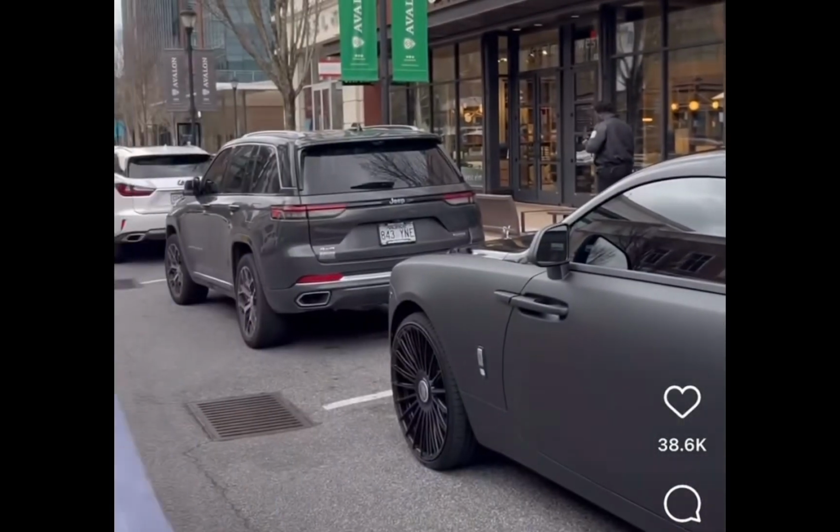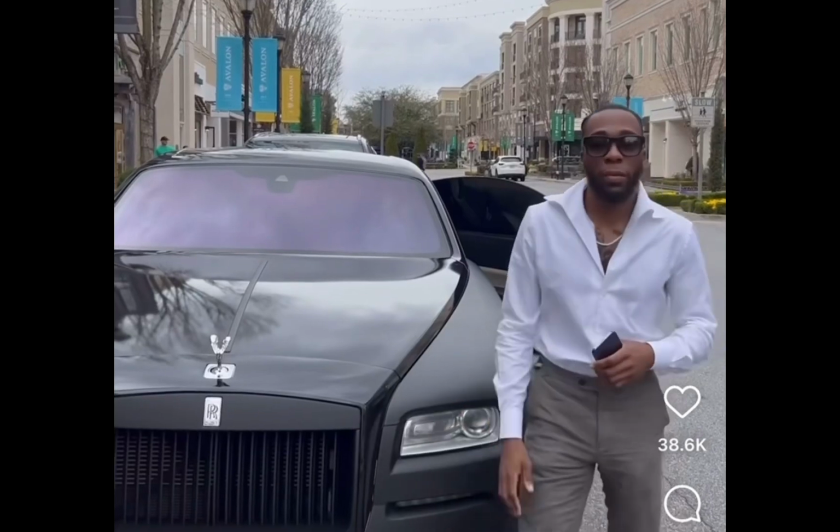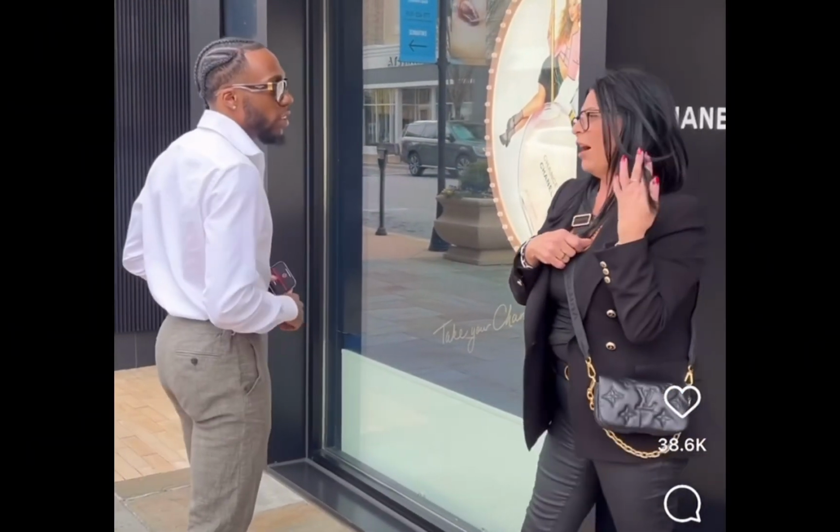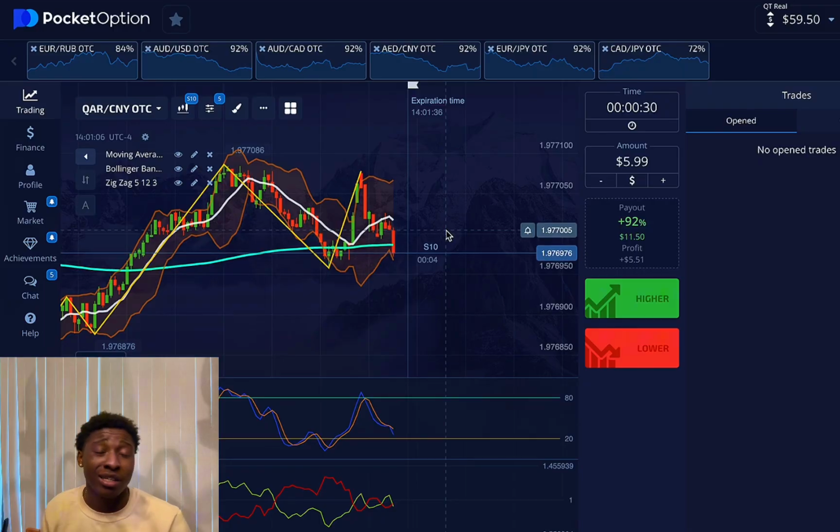I drive a Rolls Royce. Of course I have a $3,000 car note. Of course everybody asks me am I a rapper. Hey, is that your Rolls Royce? Yes, ma'am. Are you like a rapper? No, I'm not a rapper. I trade, to try to expand my money.